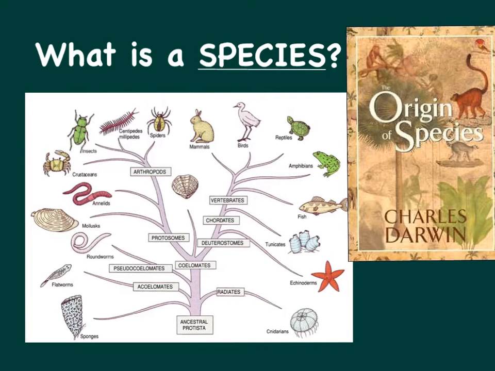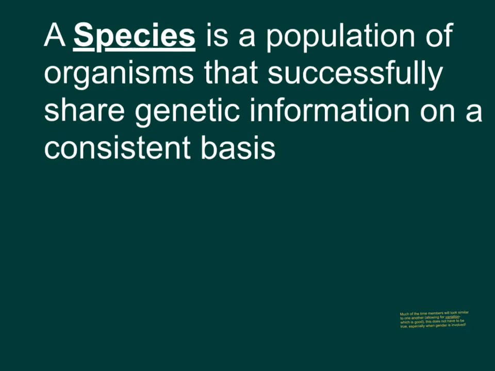His attempt to create a theory, evolution, that explained how come there are so many different species on the tree of life. But that brings up a very important question then. What is a species? So let's start with a simple definition, one that you should know. A species is a population of organisms that successfully share genetic information on a consistent basis.